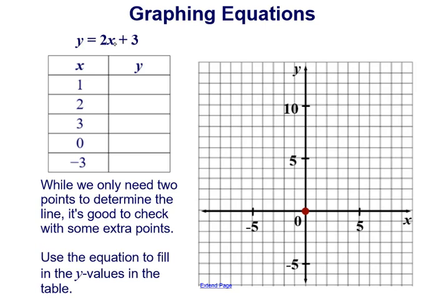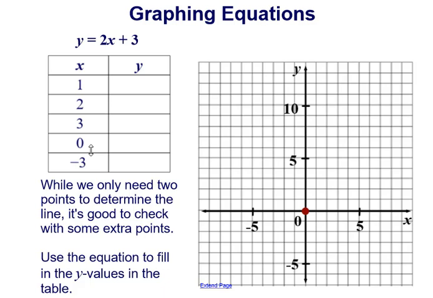So for y equals 2x plus 3, here is our table. While we only need 2 points to determine the line, it's good to check with some extra points. So we're picking 5 x values to find the y values, and then we'll have 5 points on the line. We have x values of 1, 2, 3, and then we played around a little bit with 0, and then a negative x value of -3.